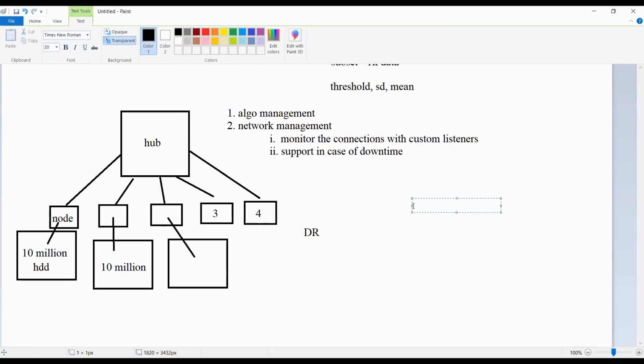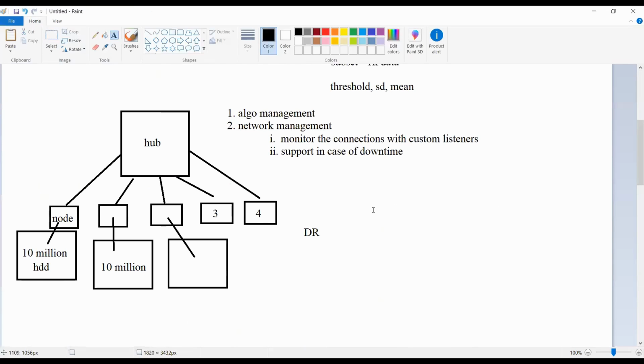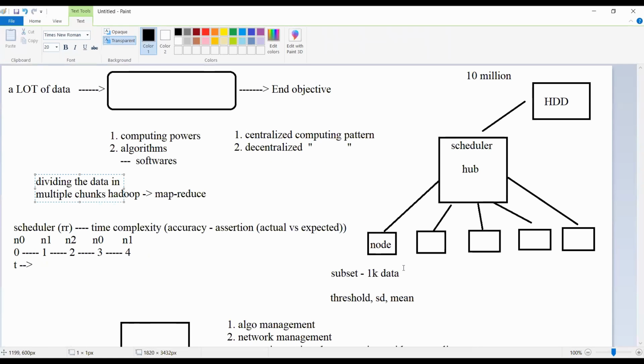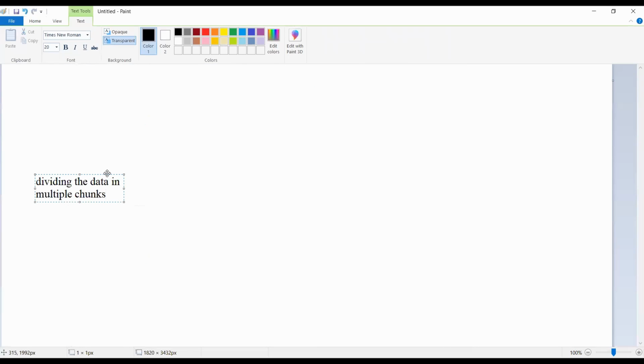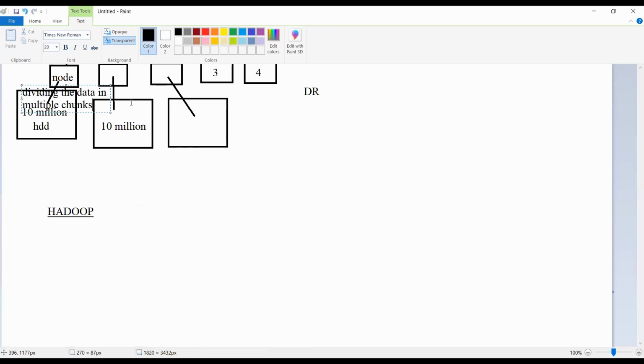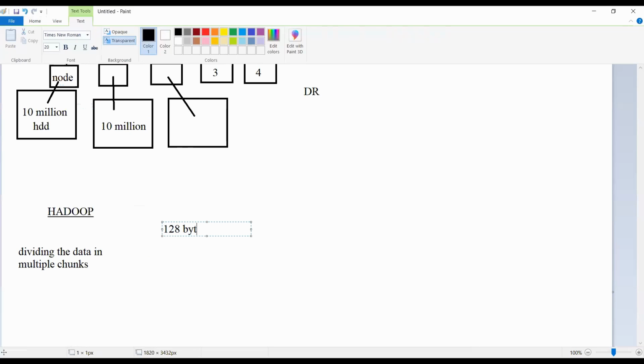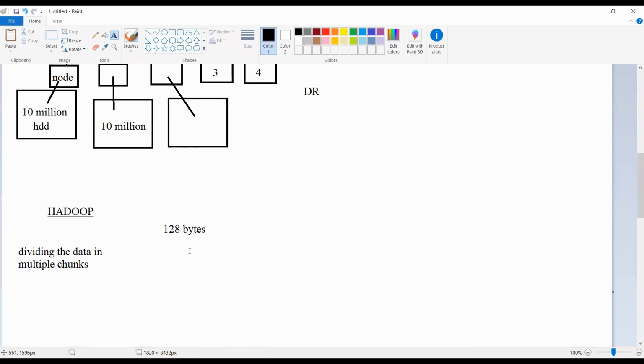So now what happens in this decentralized model? You have already seen that. How does Hadoop use this particular thing? Hadoop does not go and copy this 10 million data everywhere. In Hadoop management, we are dividing the entire data into multiple chunks, somewhat like this, but not exactly. This division into chunks is not done in any particular intelligent way. It is simply divided by bytes, 128 bytes, for example.